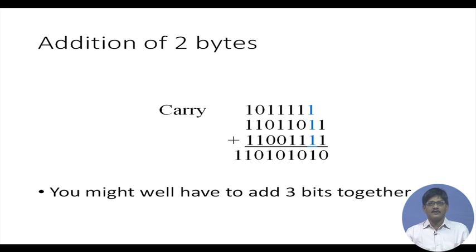So, in the next column, if you see, the color is different. Is it coming different? Yes. This blue colored column is therefore having a mathematical addition of 3 bits. So, you might well have the addition of 3 bits whenever you are adding up 2 bytes together. So, let us have a quick look at how this can be done. Mathematical addition of 3 bits.